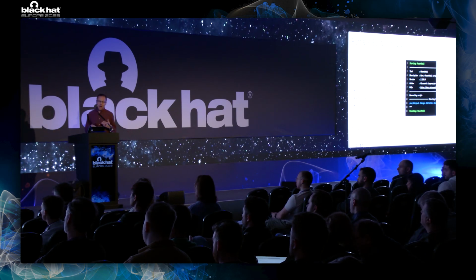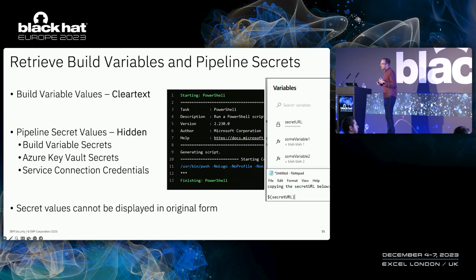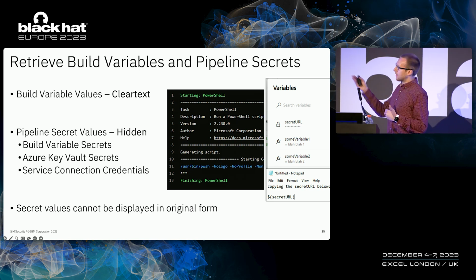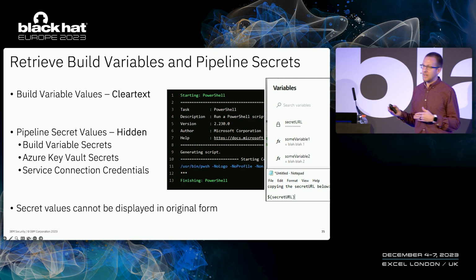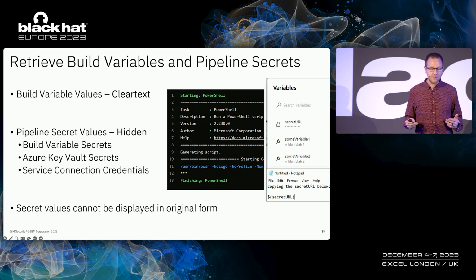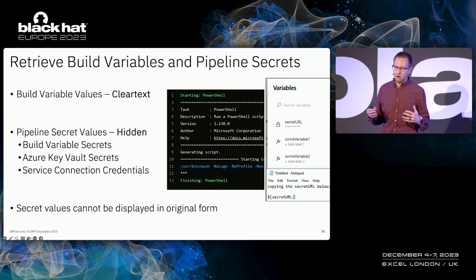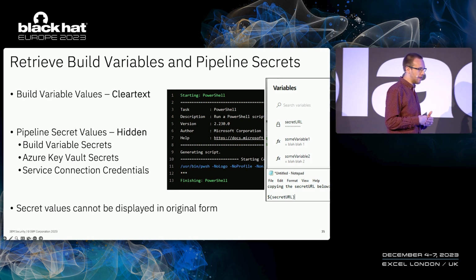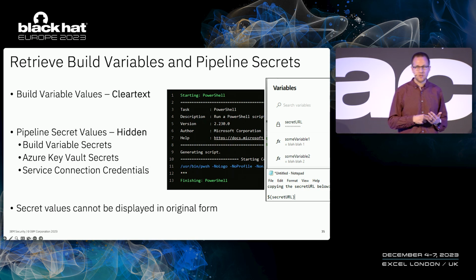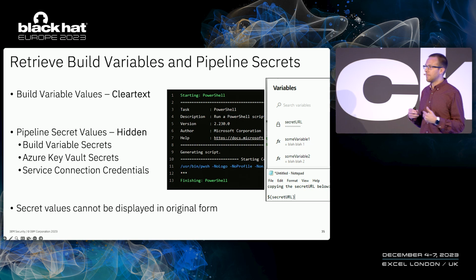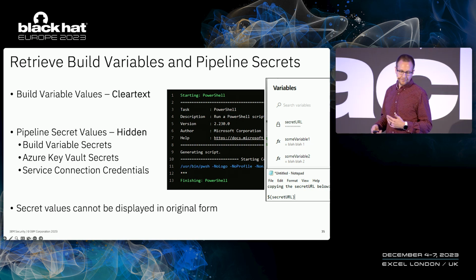If you're using a pipeline secret value, that's going to be hidden. So you can see in this case, secret URL is an example of a pipeline secret value. If I try to copy it out, it doesn't give me the value. If I try to print it in the build output, it's going to be hidden as well. Some examples of other pipeline secrets that we come across that organizations use are going to be Azure Key Vault secrets and service connection credentials. And again, because these are secrets, you cannot display these in their original form.